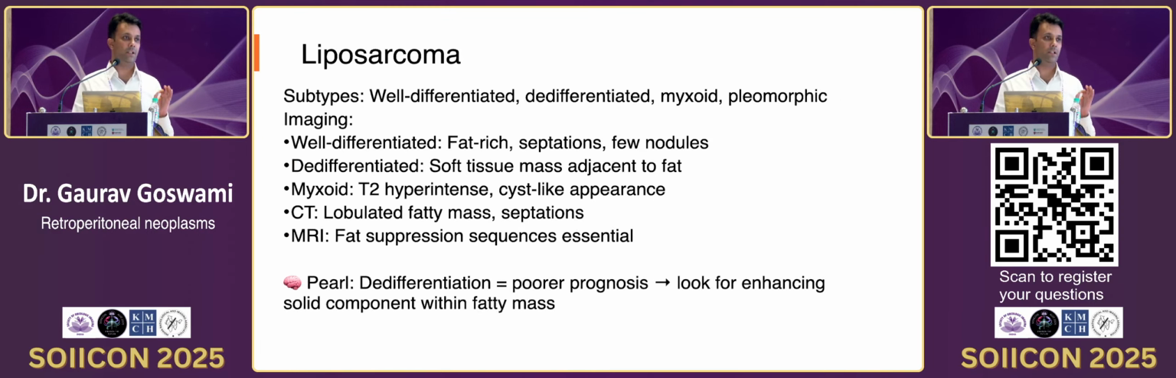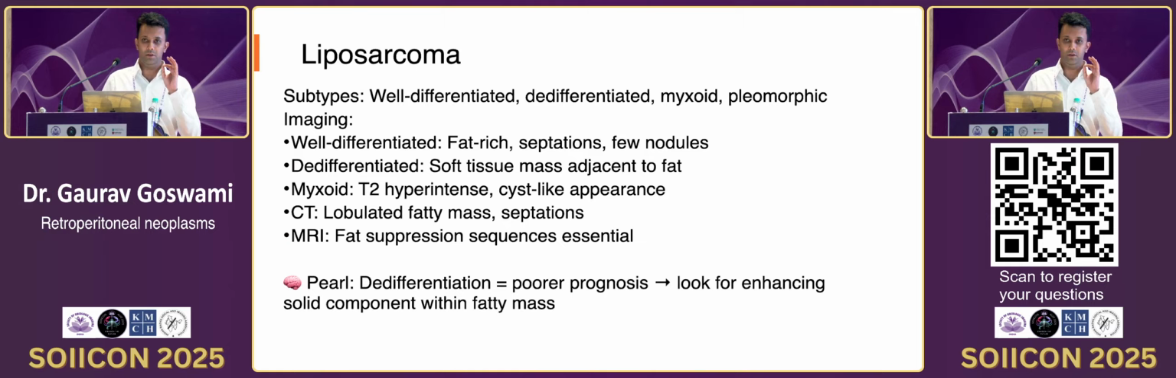So liposarcoma, that is the first most common pathology encountered in our day-to-day routine practice. There are subtypes, which are characterized as well-differentiated, de-differentiated, myxoid and pleomorphic liposarcoma. The imaging characteristic in well-differentiated is fat-rich. They show some septations and few nodules.